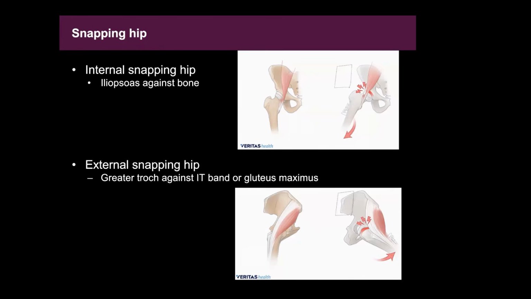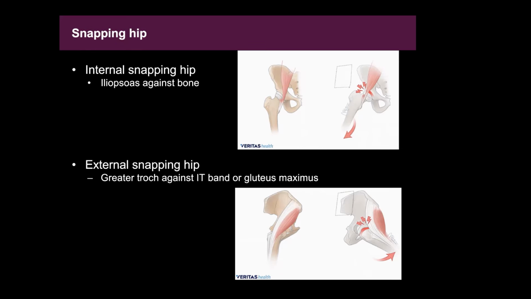Quick thing about snapping hips. Ultrasound is, I think, a great modality for looking at snapping hips. This is not really something we could see under static imaging like MRIs or CTs, because patients only experience symptoms when they're moving their hips in a specific way. With the internal snapping hip, it's the iliopsoas tendon hitting against the bone. With the external snapping hip, it's the greater troch snagging against the iliotibial band or the gluteus maximus, as you can see on these graphical images.